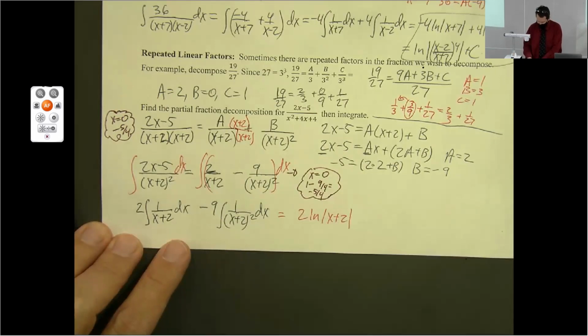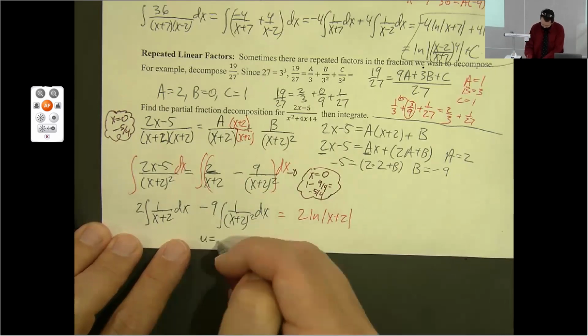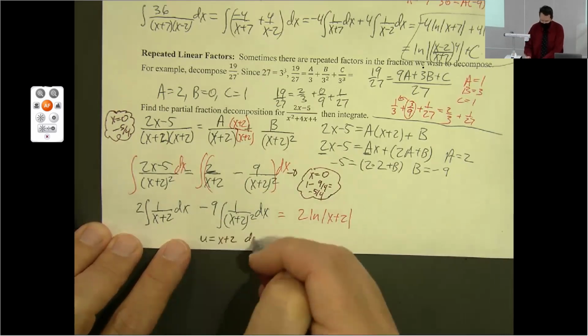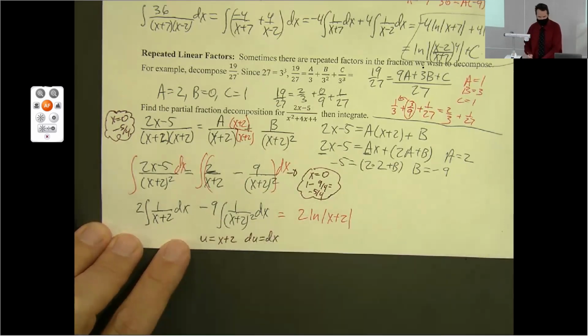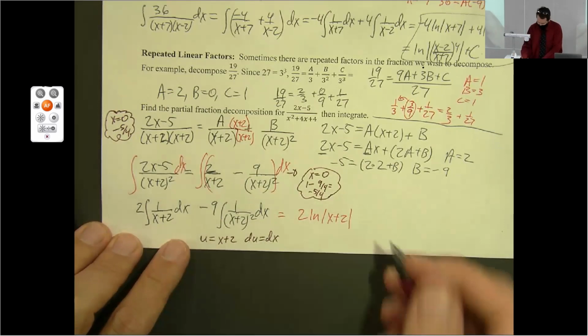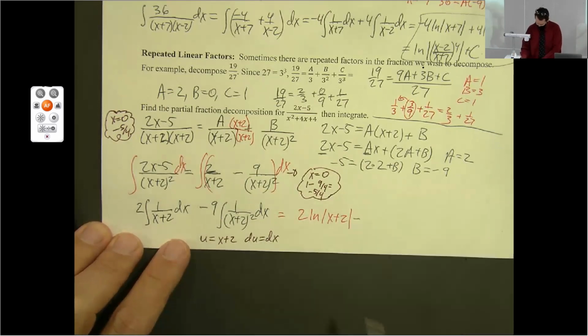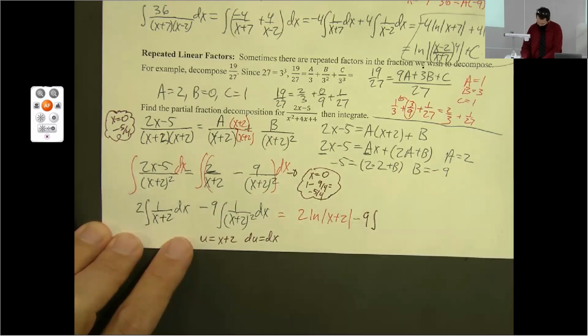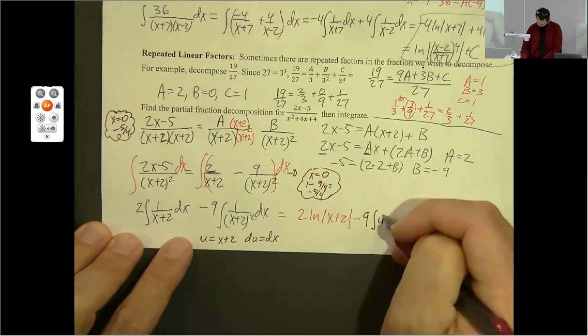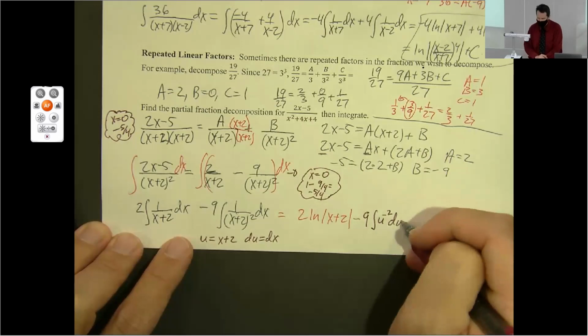Do I get, hey, yikes, what do we do here? U substitution. U equals x plus 2, du equals dx, right? Okay. So I'm going to show my steps because that caused a little bit of confusion earlier. So we've got 9 times the integral of u to the negative 2 du, right?